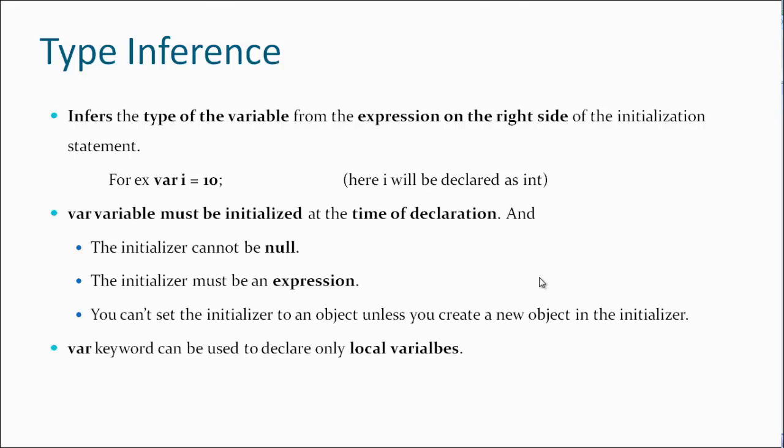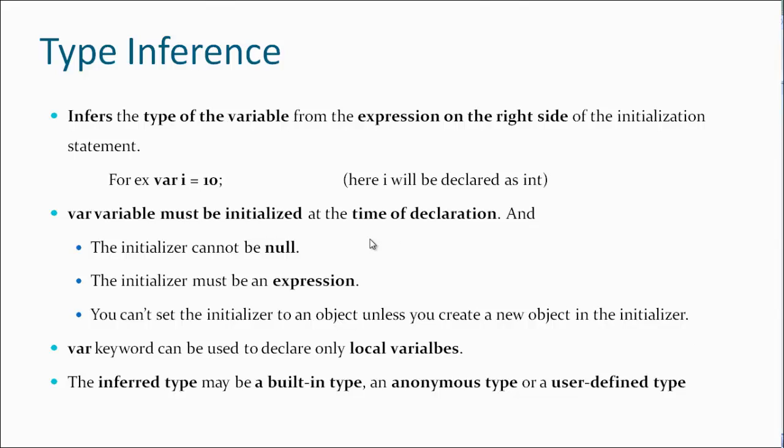As var infers type from the right hand side value, it is compulsory to initialize the variable at the time of declaration only. Again, one point I would like to clear: once you declare var a = 10, a will get declared as an integer and you will not be able to assign any other type of value to it. For example, a = 10.5 will throw the error type mismatch. Only local variables can be declared as var. The inferred type can be a built-in data type, an anonymous type or any user defined type.